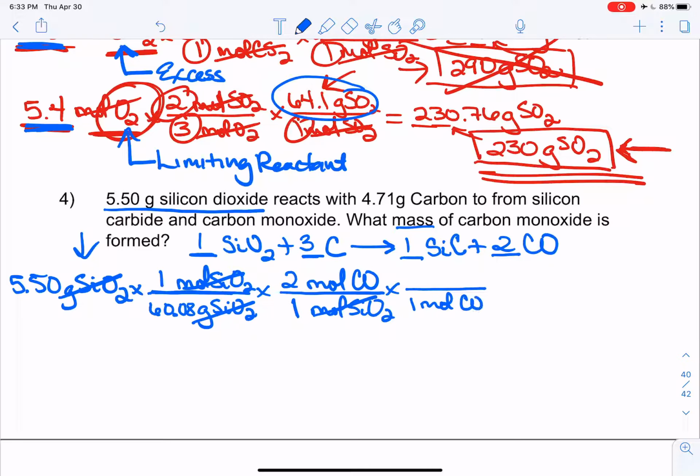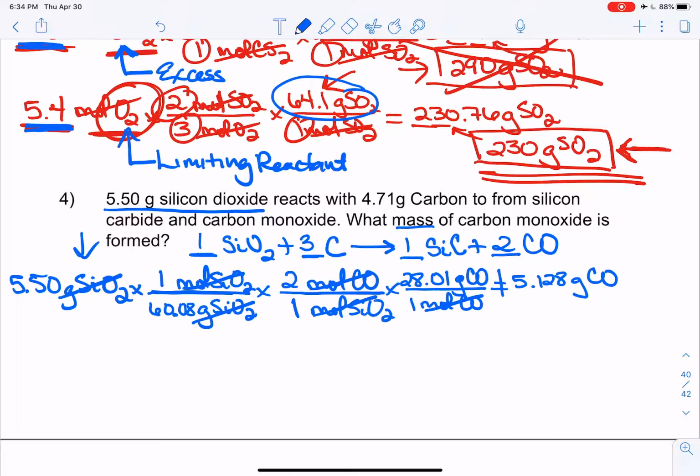So we have 1 mole of carbon monoxide. And if we add a carbon and an oxygen together, what we're going to get is 28.01-ish, depending on which sig figs you use, which periodic table you use. So when we do all of this math, what we're going to get is 5.128 grams of carbon monoxide.